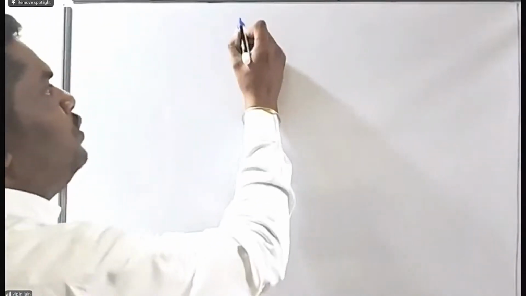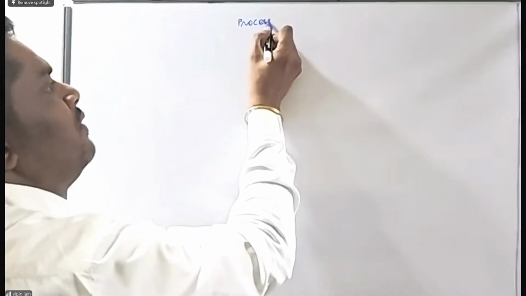So in short, we have to prepare the process account to record all the expenses that are related to a process. Now the question is how to prepare a process account.